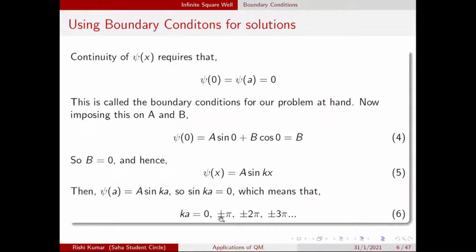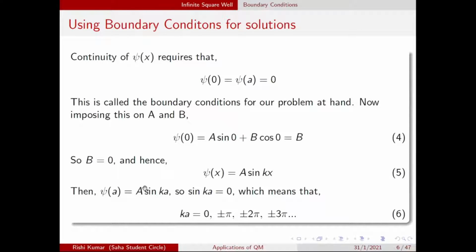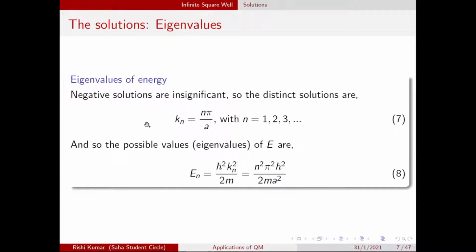And why didn't I explicitly mention the negative signs here? Because they're insignificant. If you think about it, sine of negative theta is simply negative sine of theta, and that negative sign can be absorbed into our constant term A. So we don't need the negative term in here. We can just use the constant to absorb the negative sign, so the negative solutions are insignificant. The distinct solutions are simply kn equals n pi by a, with n taking the integer values 1, 2, and 3. Okay, so pretty simple till here.